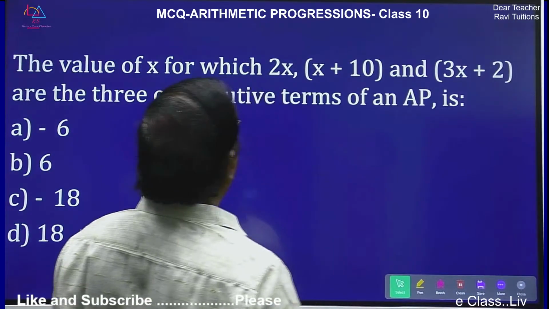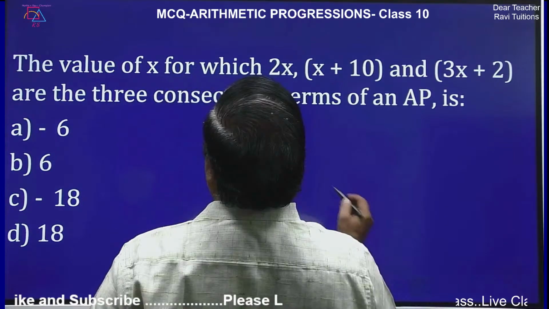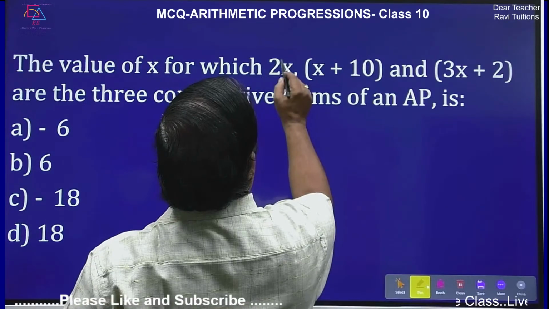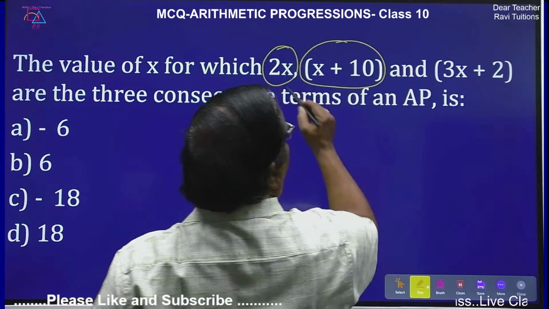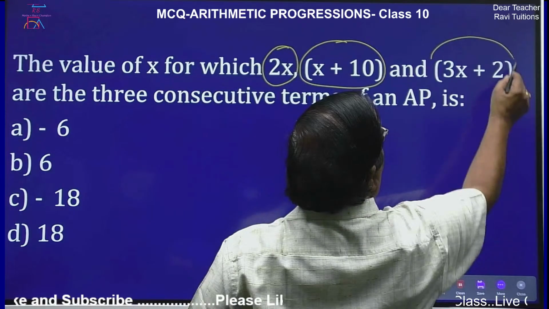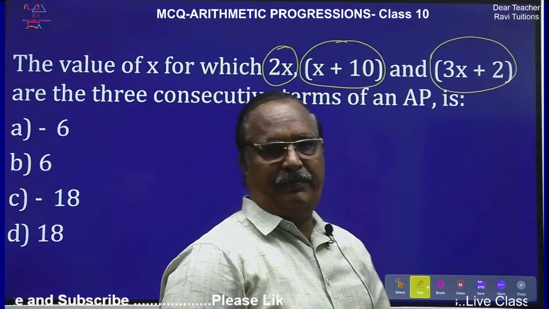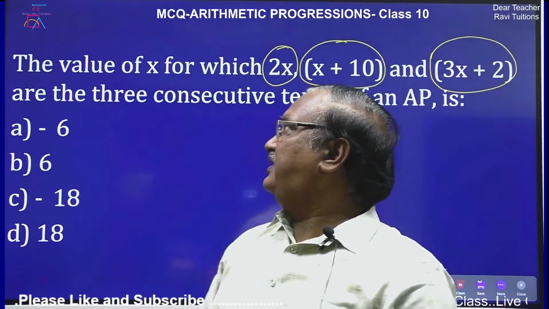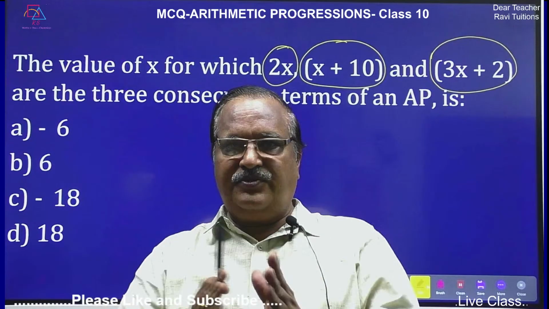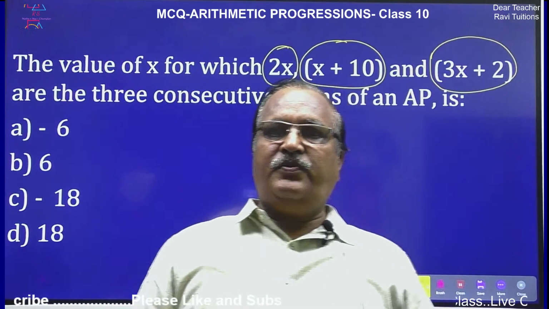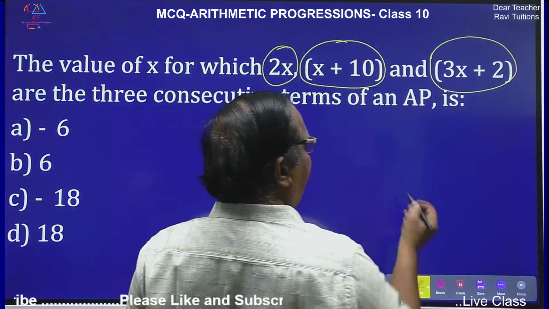The value of x, in which 2x and x plus 10 and 3x plus 2 are the 3 consecutive terms of AP. That means these 3 terms are in AP, consecutive terms. Consecutive means one after the other.